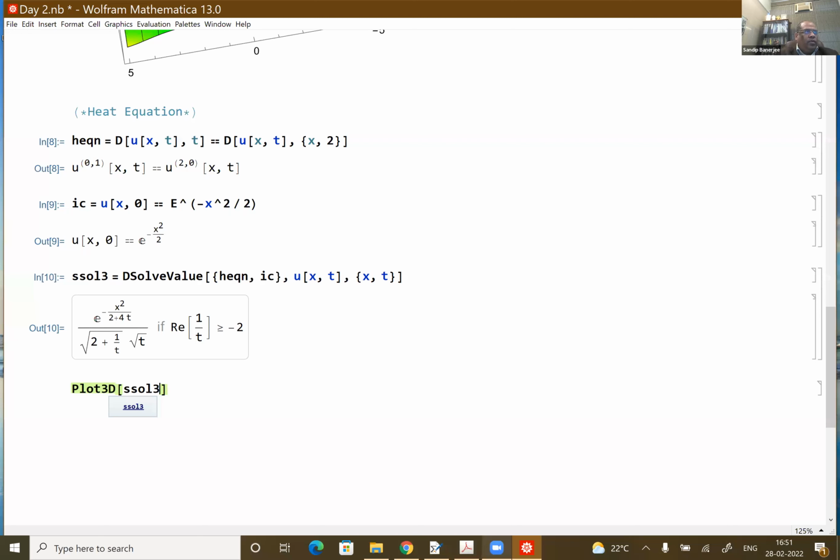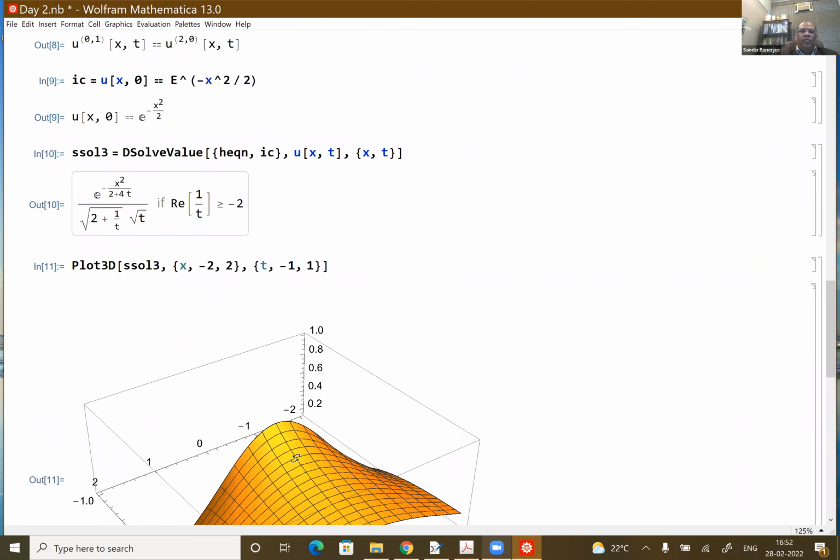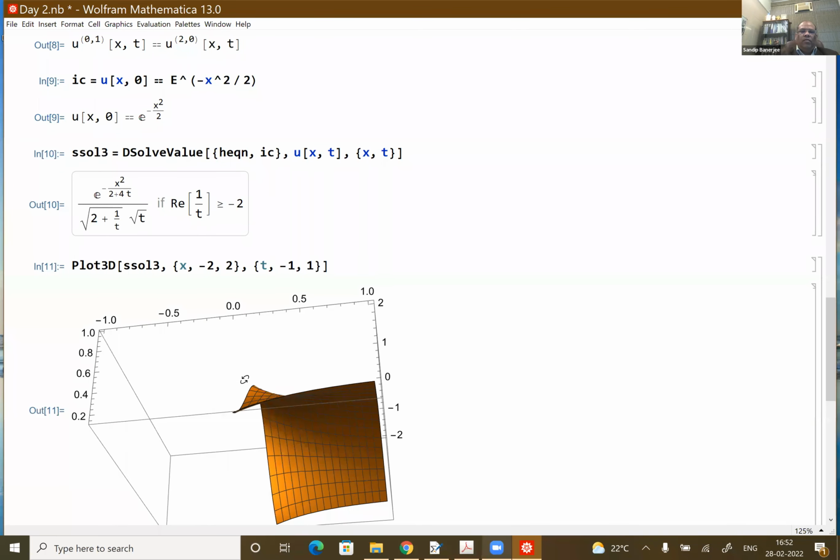Solve 3. X. And I have my t. And I get something.